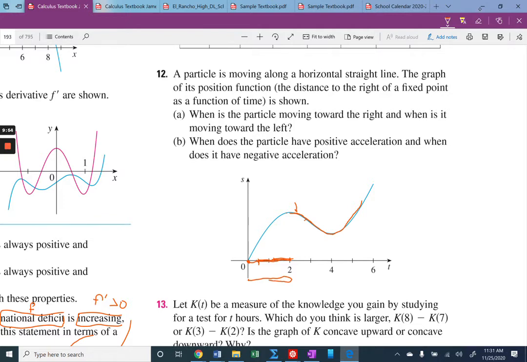It moves to the left when the graph is decreasing through here, and then when it starts to go back to increasing at 4 seconds, it goes back in this direction over here. So this is 2 seconds and this is 4 seconds, and that's when the object's moving left and right. You should be able to get the answer based on what I just described. Basically, I'm looking to see where this graph is increasing or decreasing, because when the graph is increasing, the object is moving further to the right. When this graph is decreasing, it's moving back towards the left.